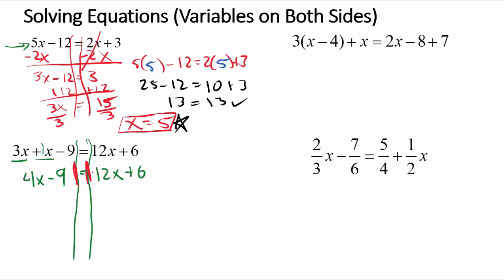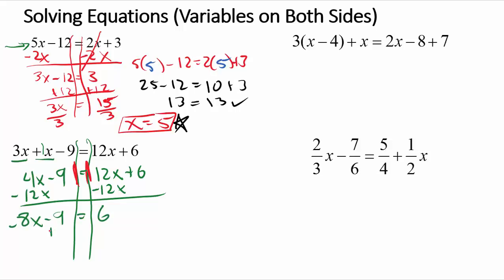And now what I'll do is, again, I could either move the 4x over to this side or the 12x over to this side using addition and subtraction. And I guess I'll stick with the theme here. I'll move the 12x over to the left, which will give me a negative number, but that's no problem. It'll still give us the same answer either way. So I'll get negative 8x minus 9 is equal to 6.